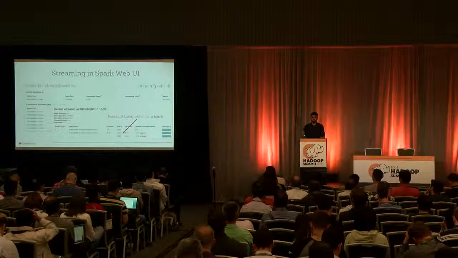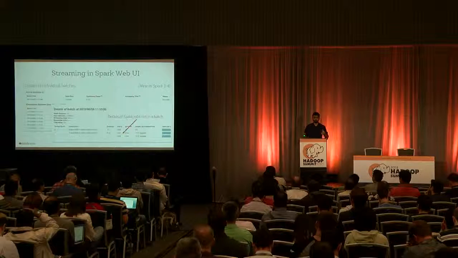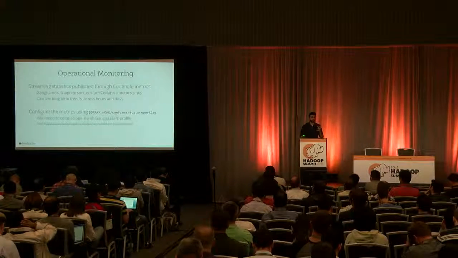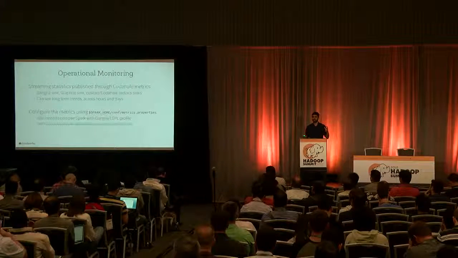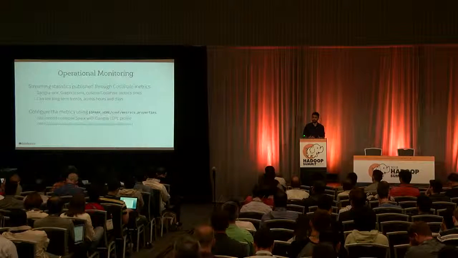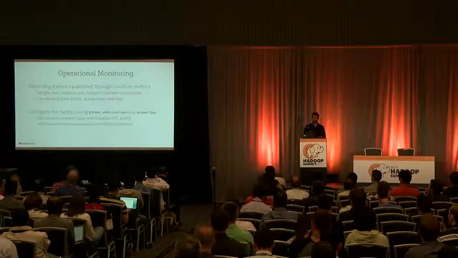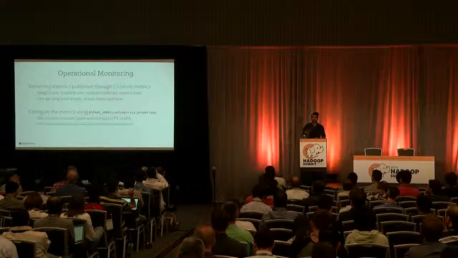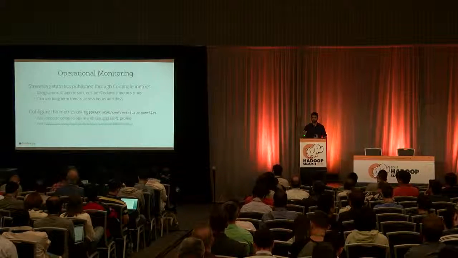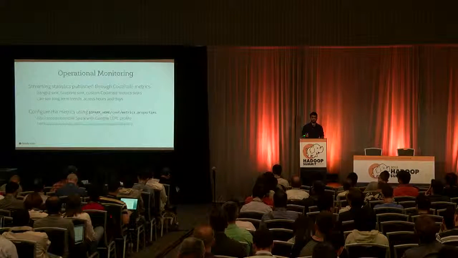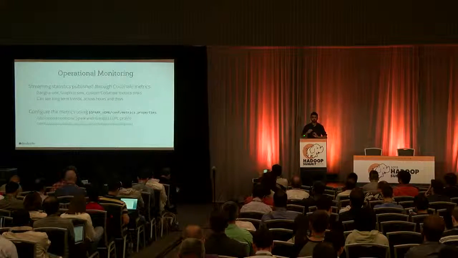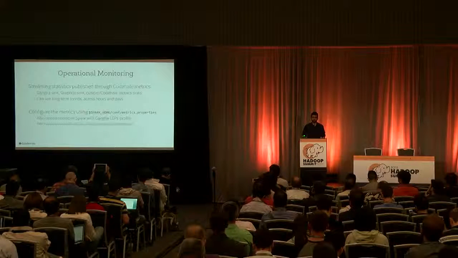For long-term monitoring, like over hours and days, what you should do is hook it up to something like Ganglia or Graphite. Spark and Spark Streaming publish all these metrics through a library called CodaHale, which can be configured to push them out to Ganglia, Graphite, or CSV, XML, and a lot of different formats are supported. The instructions on how to configure Ganglia are in the online guide. Just take a look, it's pretty easy to set up.